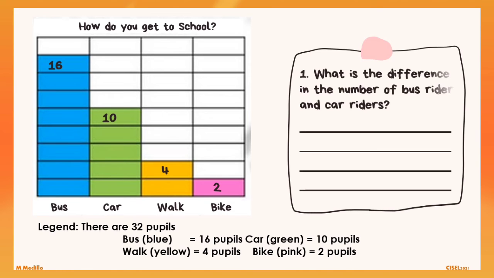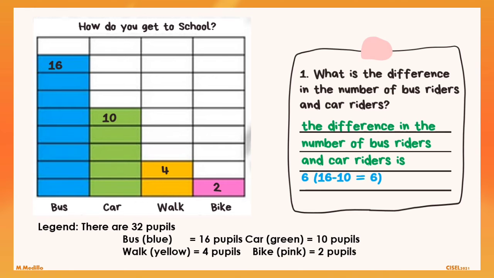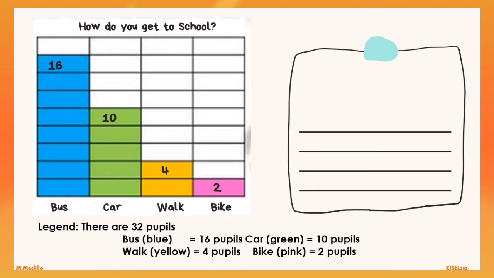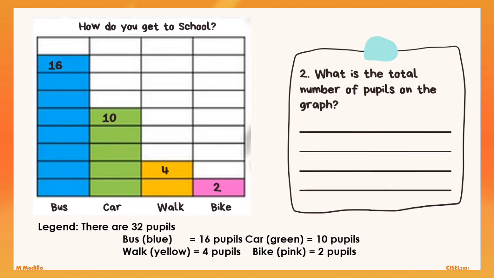Number 1. What is the difference in the number of bus riders and car riders? That's right. The difference in the number of bus riders and car riders is 6. Next. Number 2. What is the total number of pupils on the graph? Great! The total number of pupils on the graph is 32.